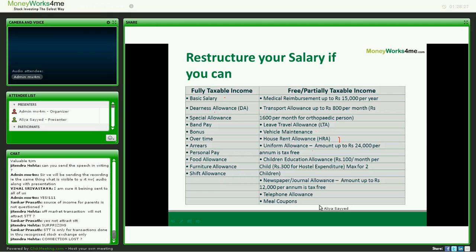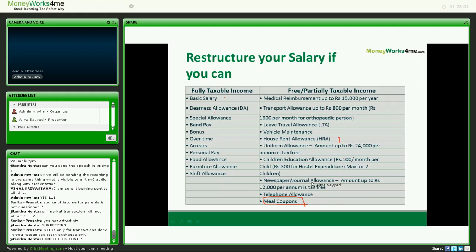Then, instead of claiming child education, you can have a children education allowance, which is free for up to two children. Then you can also include a newspaper and journal allowance, on which you can claim a deduction up to a maximum amount of 12,000. And you can claim a telephone allowance. Though food allowance is fully taxable, you can insist on your company giving meal coupons like Sodexo tickets that are available. And these are in fact tax free.